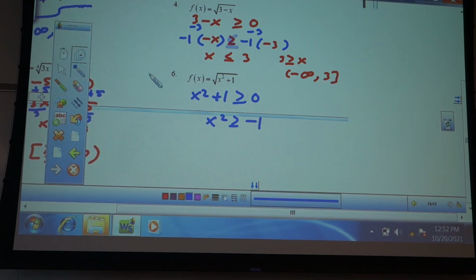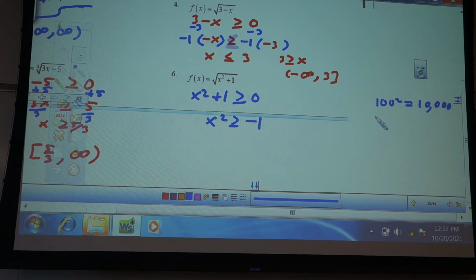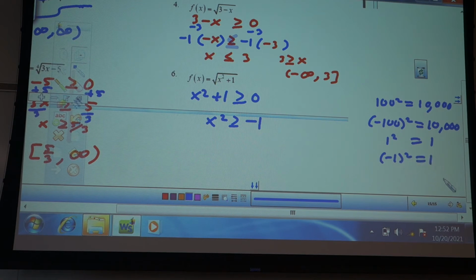There we go. All right, we'll try 100 squared is a big number. So that doesn't really get me anywhere. I'm trying to find how small this can be. So if I do -100 squared, I still get a big positive number, still 10,000. What if I did 1 squared? I get 1. -1 squared, I get 1. So no matter what I do, I can't get to a negative number.